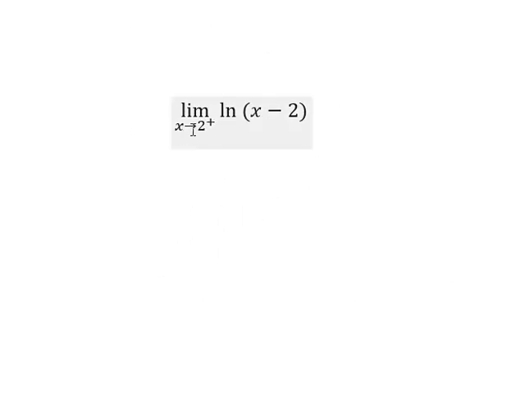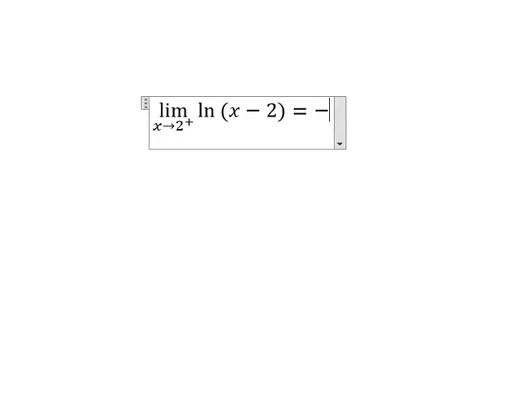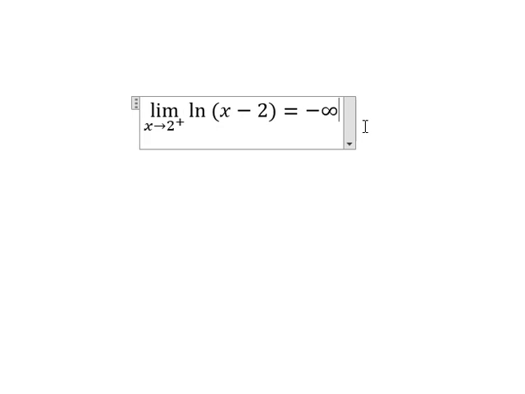The next one, when we put number 2 going here, we can see that this is about number 0 and this is approaching number 2 on the right, and this one you got negative infinity. This is the end.